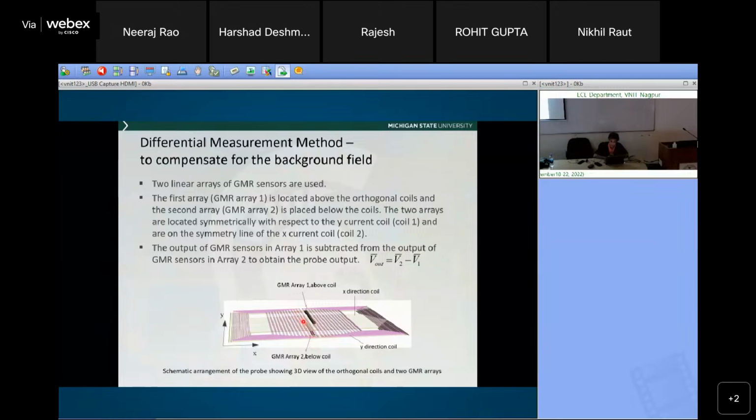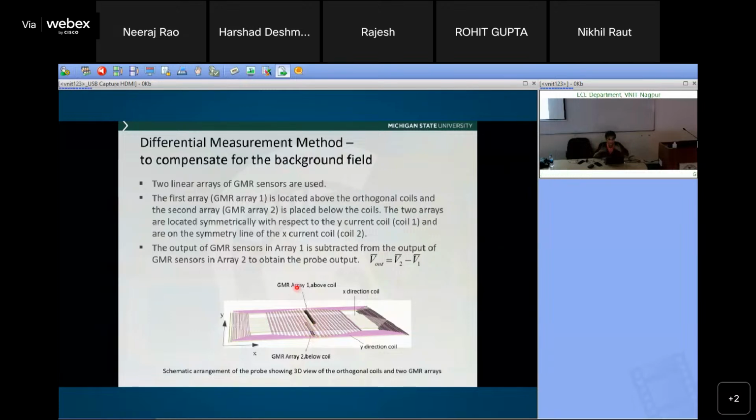So what happens is, the array below is more sensitive to the defect. It will have more information from the defect. The array above will also have some information from the defect, but it has more information about the unwanted background signal. So when you take a point by point subtraction between these two arrays, I can get rid of that background noise that I saw and enhance the defect signal.